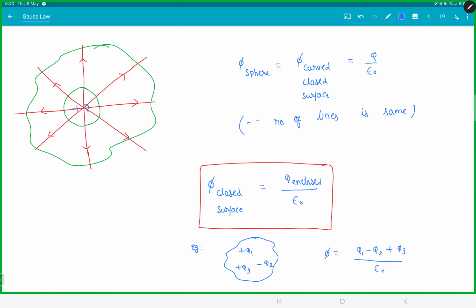So I know how to calculate for a sphere. I don't know how to calculate for any random amoeba shape. But again, going with the first definition, if the lines are the same, flux is the same, you can always argue and make them equal. Making sense?